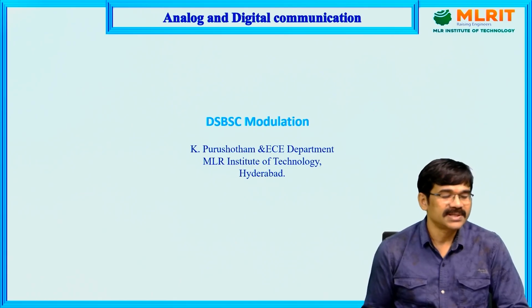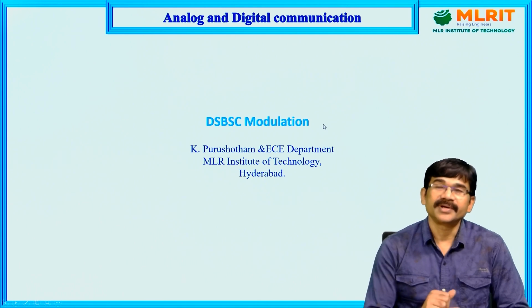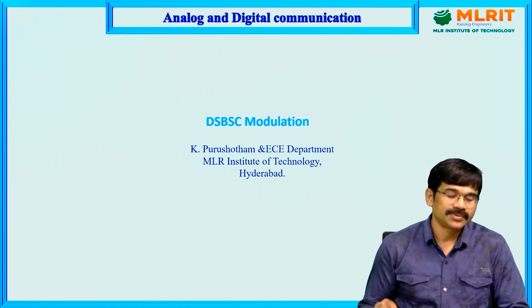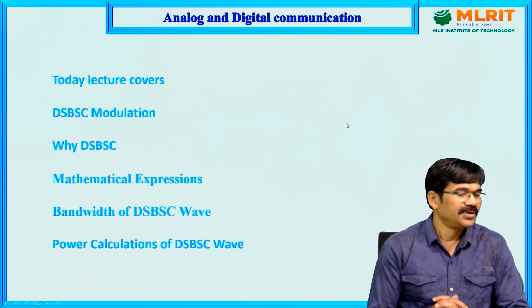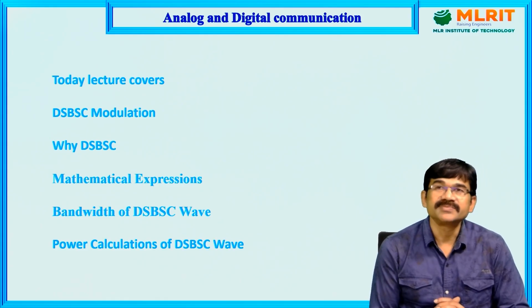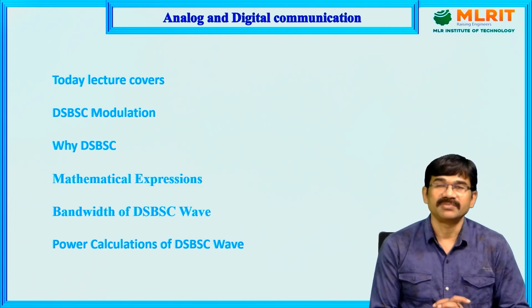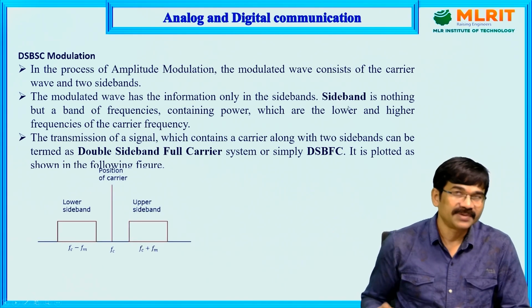So, in the previous class I explained the different types of AM modulators and AM demodulators. Today, in this lecture, I am going to cover first DSBSC modulation. What is DSBSC modulation and what is the need for it? Why are we moving to DSBSC modulation? Next, what is the mathematical expression for the generation of DSBSC modulation? Next, what is the bandwidth if you are using DSBSC modulation, and what is the mathematical expression for the bandwidth? Next, what is the amount of power required for the transmission of the DSBSC modulation system? So, I am starting now.